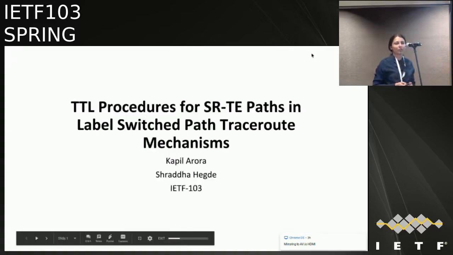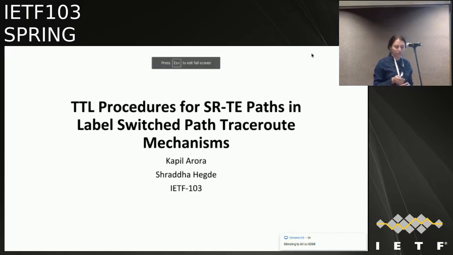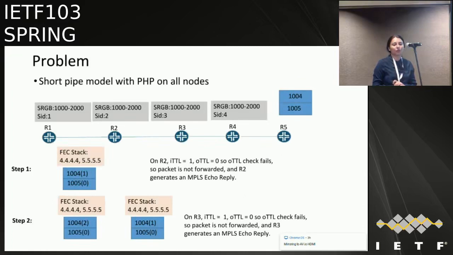Good morning, everyone. I'm Shraddha Agde. I'm presenting TTL procedures for SR-TE paths on behalf of the co-authors. To start with, let's see what is the use case we're talking about. So we have this network R1, R2, R3, R4, R5, and we have an SR-TE path which is represented using two labels in the label stack: 1004, which goes to R4, and then from R4 to R5. So the label stack is 1004 on top and 1005 at the bottom.